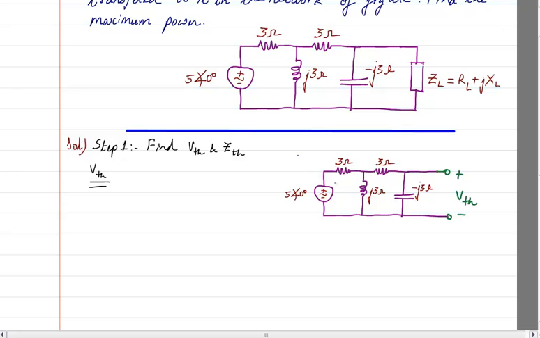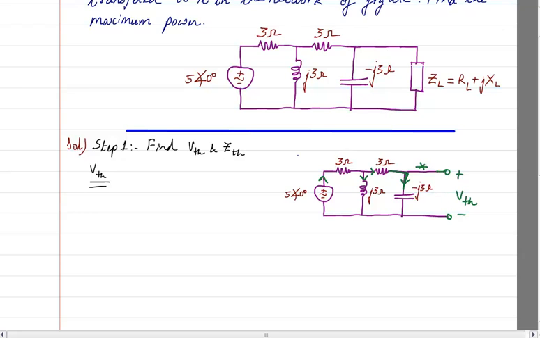Now there are many ways in which we can do this. One of the easiest ways is to find out the current coming out from here and do current division, to find out how much goes into this branch, because that current will not flow through this other branch, whereas it will flow through only this branch. So if you know the current, you multiply it with this impedance, minus j3 ohms, and you will get VTH. That is one of the easiest methods.